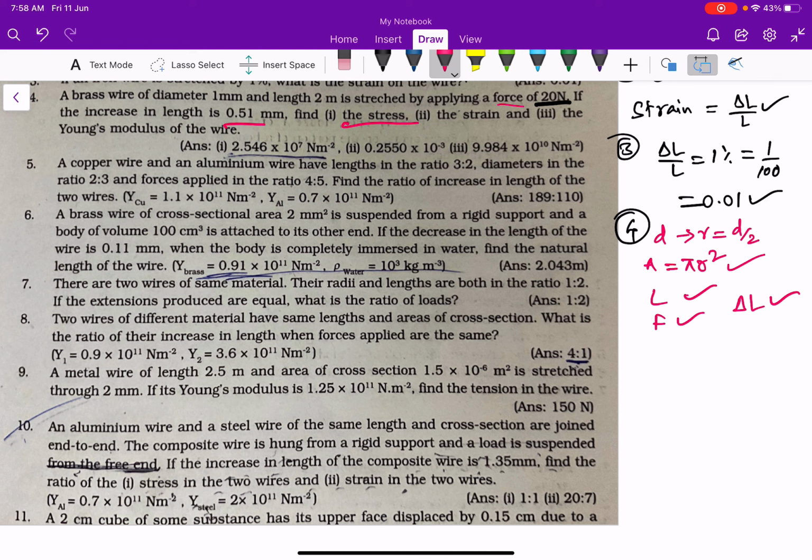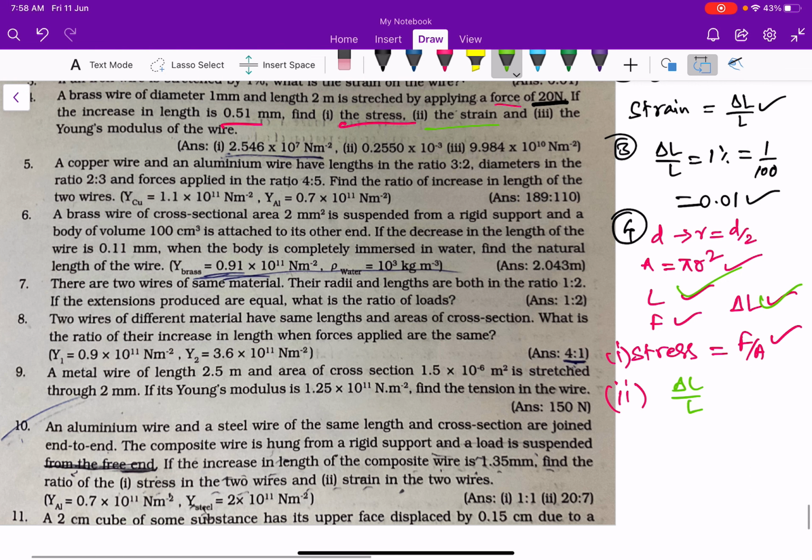And find the stress. Stress is nothing but force per unit area. You can find it out. The second thing you need to find is strain. Strain is nothing but delta L by L. Delta L is known, L is also given, so you can find it easily.